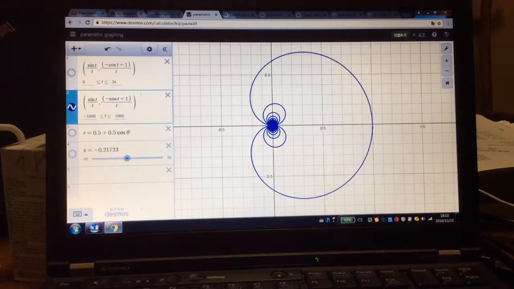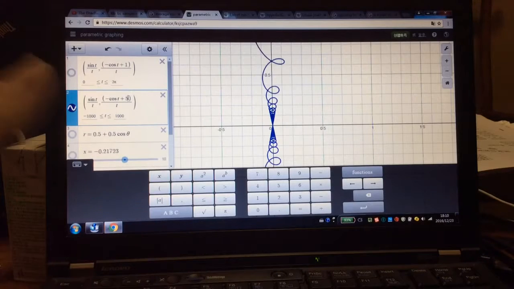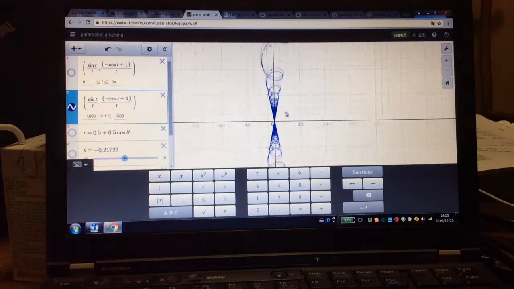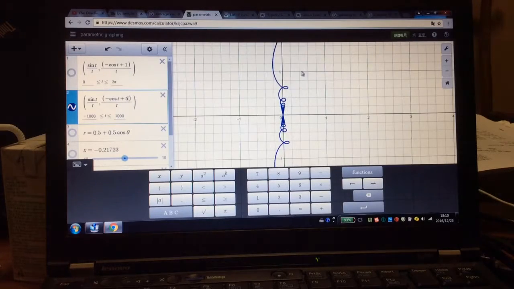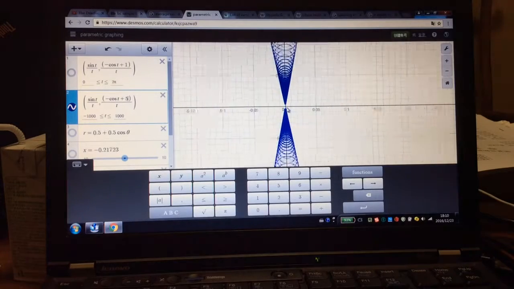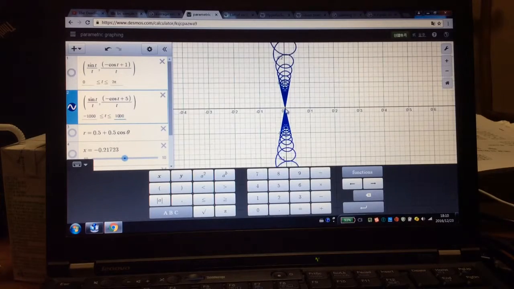Okay, so what if now we see a 1 here? What if we replace this 1 with another number? Let's say 5. Wow, this looks like a spinning top. This curve spins from infinity all the way to the origin. As we zoom in, we can see there's a little space here, because as t goes to infinity, it will eventually approach 0, I believe. I hope, yeah.